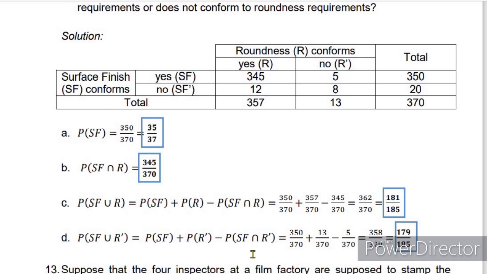How do we get that? We will get the elements that intersect in the surface finish conformance, which is yes, and in the roundness conformance, which is no. So their intersection is 5. That's why we select 5. You get that? Over 370 because it is the total number of elements. So adding and subtracting, we have 358 over 370, which is equal to 179 over 185. Okay, do you get that?